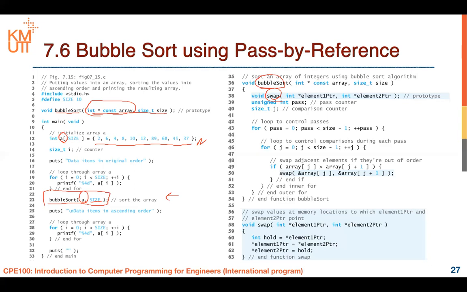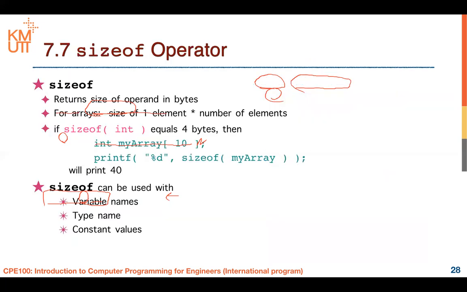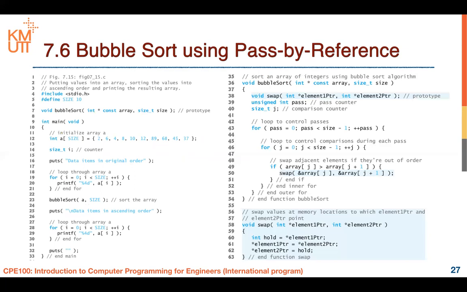But in this example, I want to show you how to send the array of integers as a parameter here. I'm not going into detail about bubble sort, because this version is quite complicated. Maybe I will show you an easier version of the bubble sort later. Here I want to show you that bubble sort is a function that can sort the array of integers in ascending or descending order. But normally when you sort, you want ascending order only.